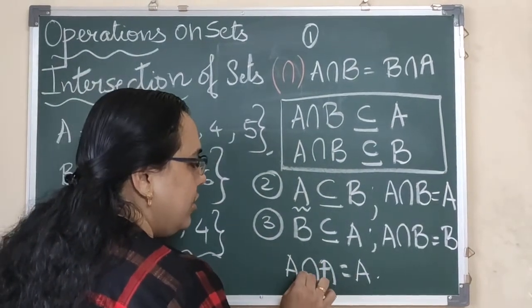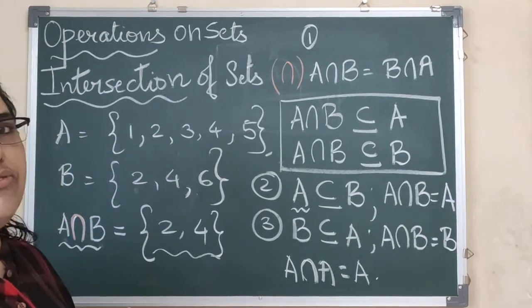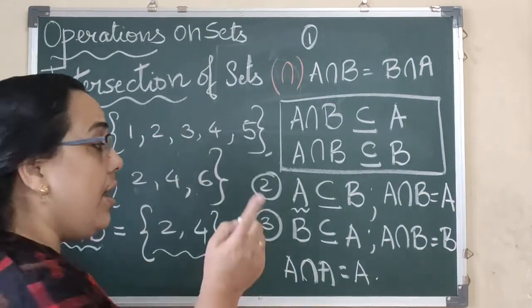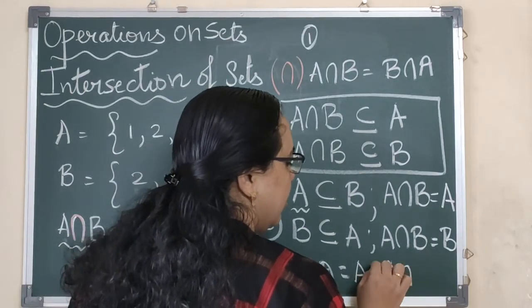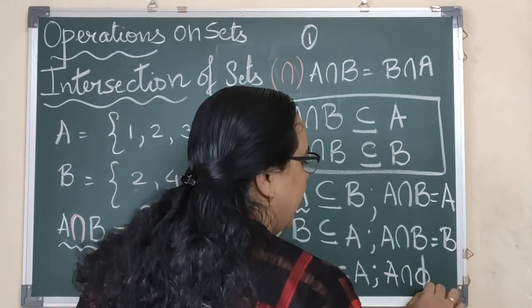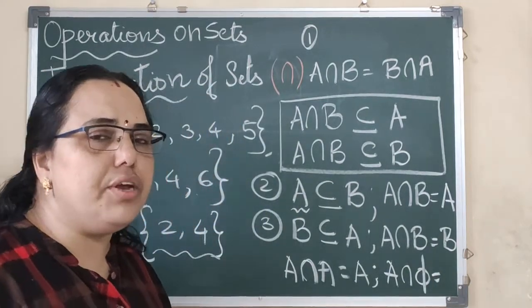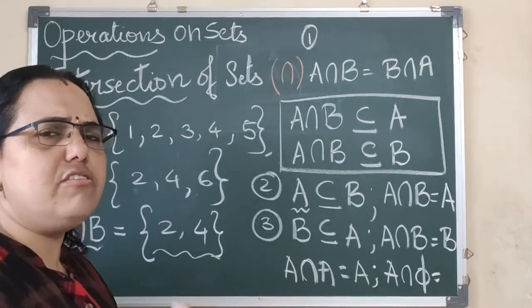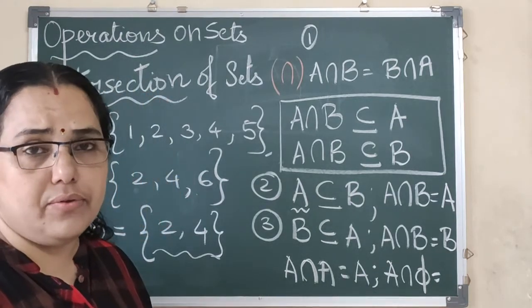As A intersection A, because when I intersect A with the same set, you will always find the intersection is the same. Same way, A intersection empty. What do you think it would be? Again, keep in mind, girls, whenever it is intersection, it is always the smaller set. So compare A and empty, which is smaller?